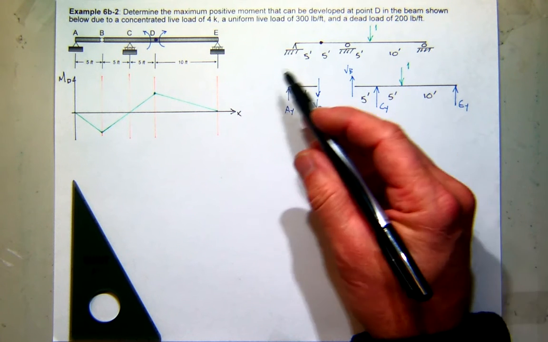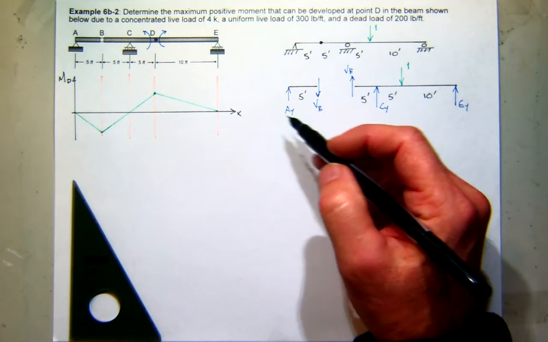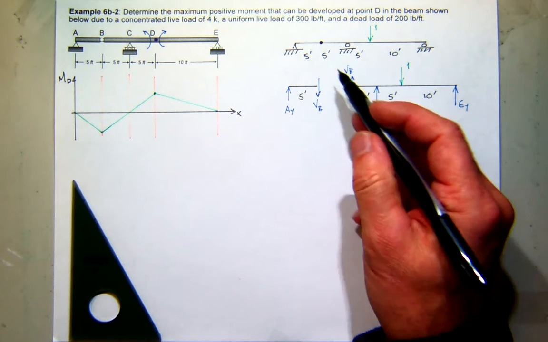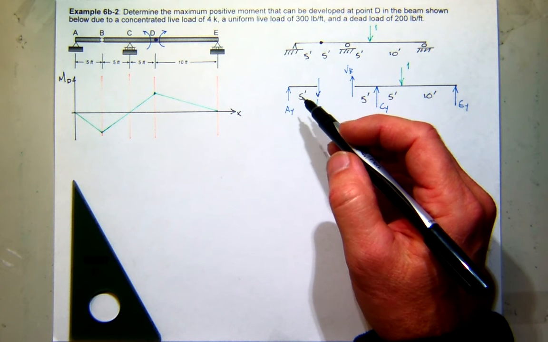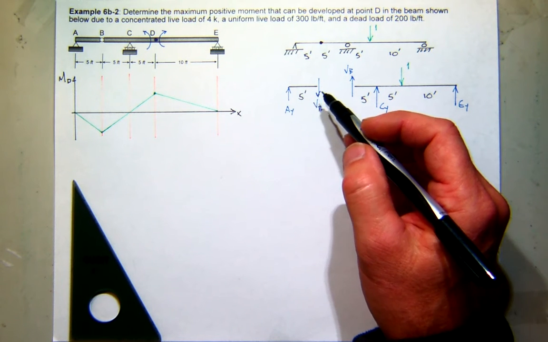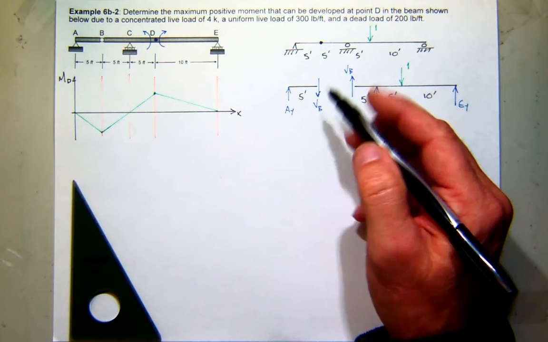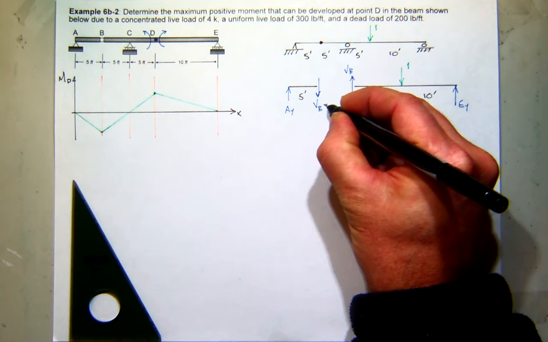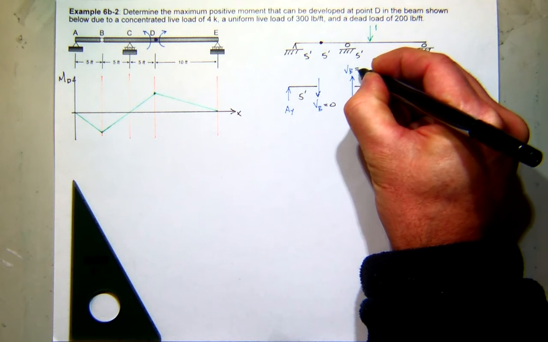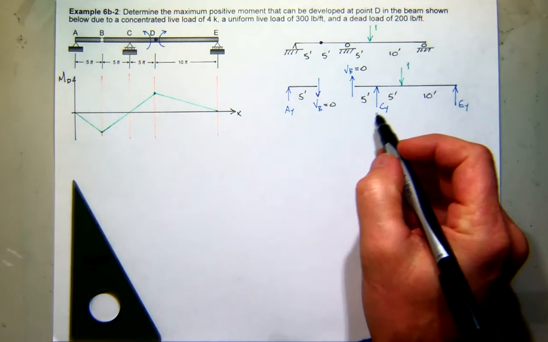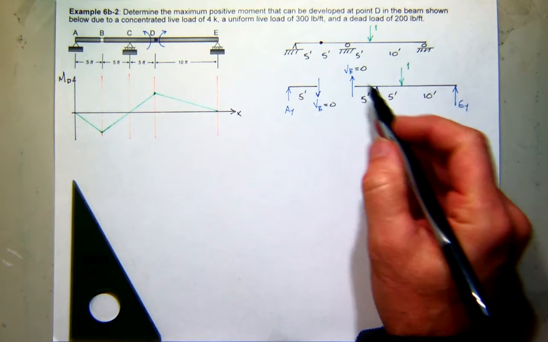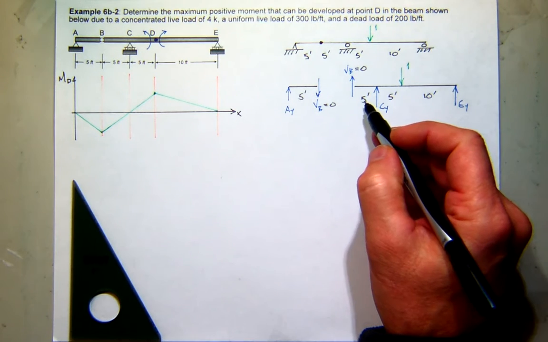So let's look at this side right here. What's AY equal to? What's the shear equal to? 0. There's no load there, right? So that means there's no reaction. There's no shear. So if the shear is equal to 0 here, then it's equal to 0 here. Now I have a free body with just two unknowns.